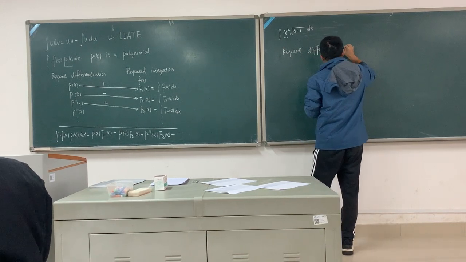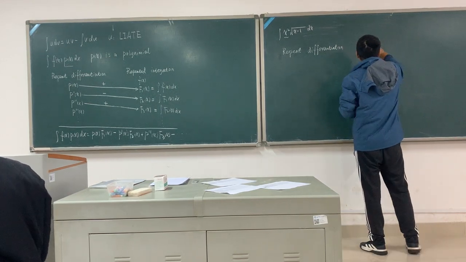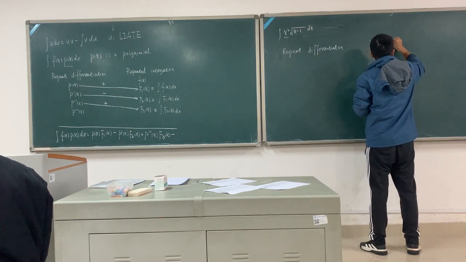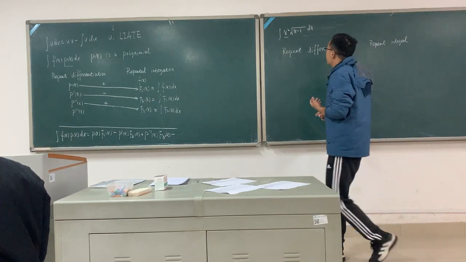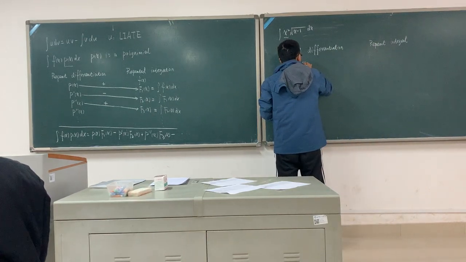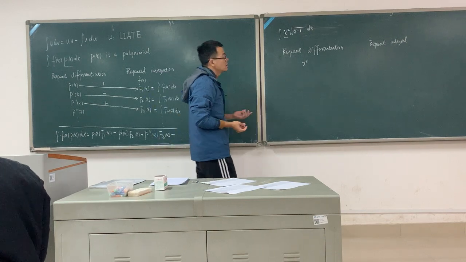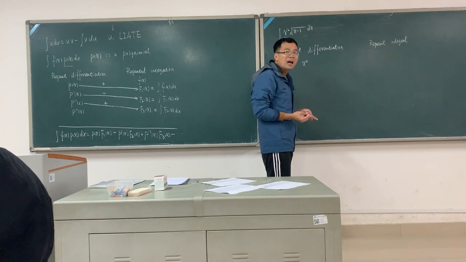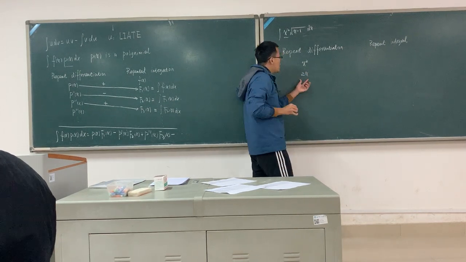Differentiation, okay? The first column is the repeated differentiation, and the second column is the repeated integral. The first entry here is x squared. The second means x squared prime. So x squared prime is what? 2x. And go on.